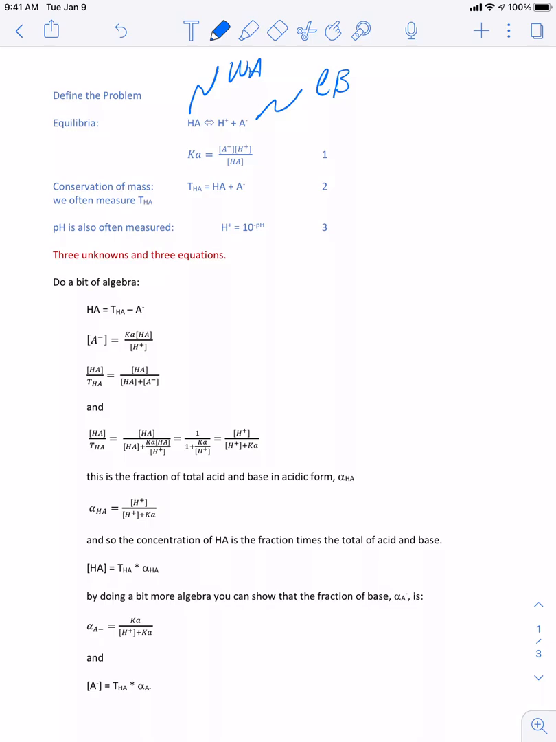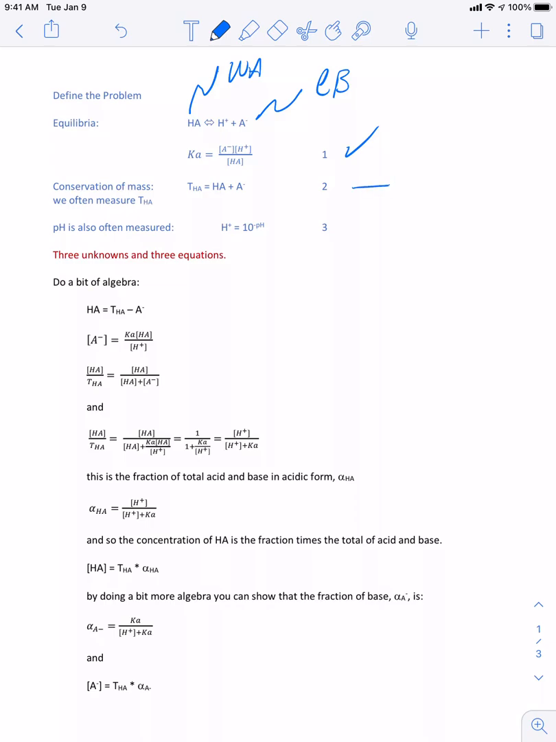Like the last video, we have an equilibrium expression. Doesn't matter how you start the problem. You have an acid-base equilibria, you have the same equilibria expression. Ka equals conjugate base times H plus divided by the concentration of weak acid. We also have conservation of mass. The total concentration, THA, is the sum of all the weak acid and all the conjugate base. And so we would need to know that.